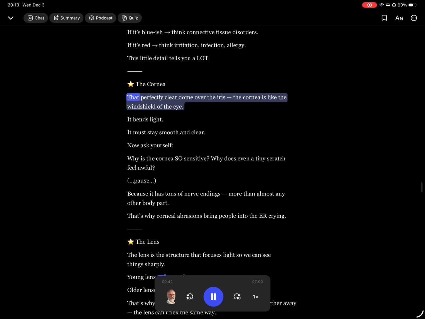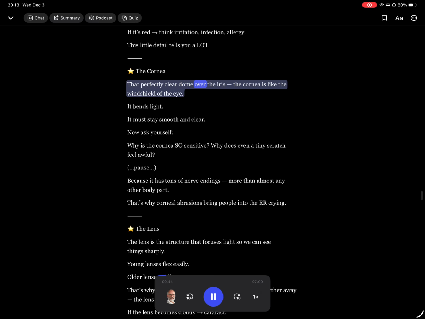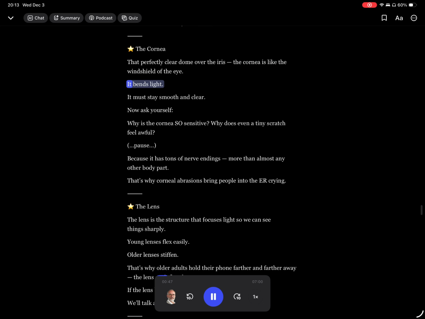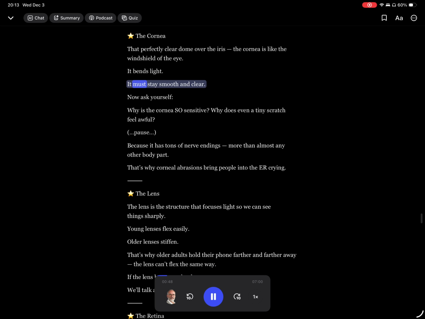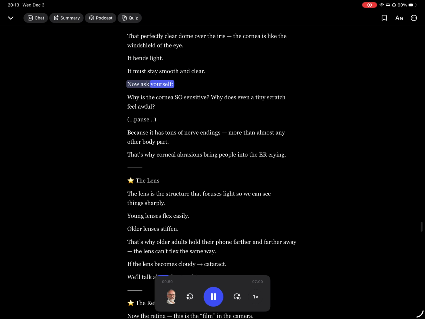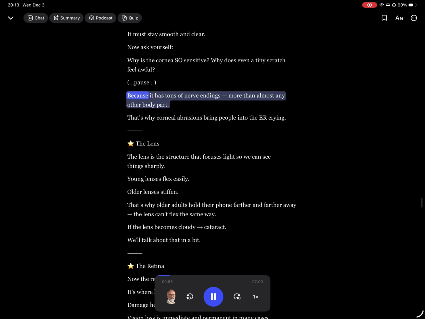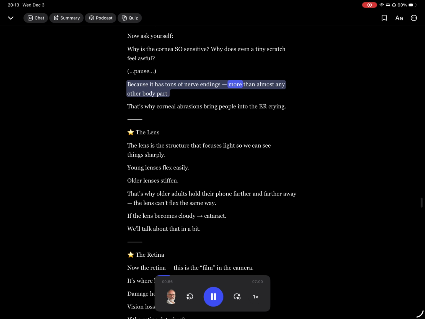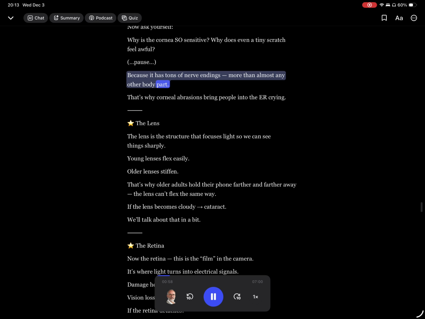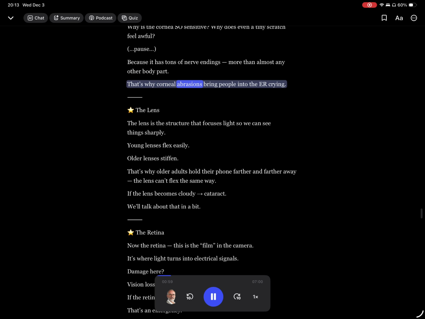The cornea. That perfectly clear dome over the iris. The cornea is like the windshield of the eye. It bends light. It must stay smooth and clear. Now ask yourself, why is the cornea so sensitive? Why does even a tiny scratch feel awful? Because it has tons of nerve endings, more than almost any other body part. That's why corneal abrasions bring people into the ER crying.